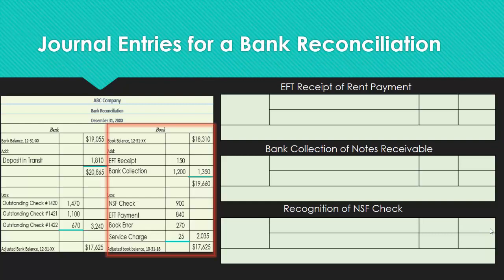Let's start with the adds. We had an EFT receipt and we had a bank collection. Well, first we have to know what they're for. So let's assume that the EFT receipt is for rent paid to us. I mean, we were renting out a storage facility to another company.